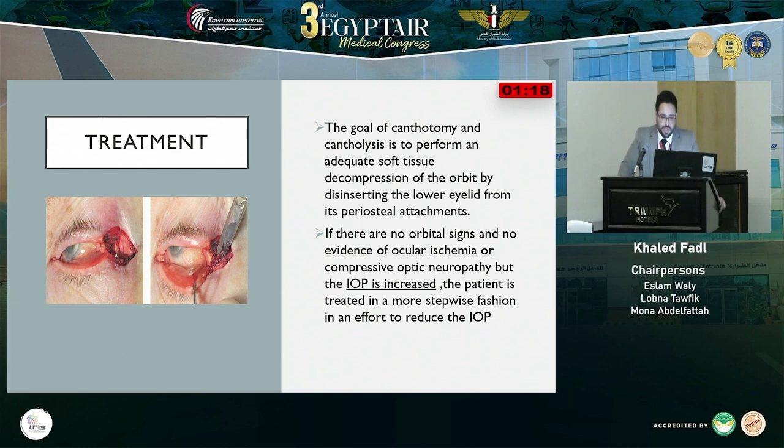The goal of canthotomy and cantholysis is to perform adequate soft tissue decompression of the orbit by releasing the lower eyelid from its periosteal attachments. If there are no orbital signs and no evidence of ocular ischemia or compressive optic neuropathy, but the IOP is increased, the patient should be treated in a more stepwise fashion to lower the IOP.